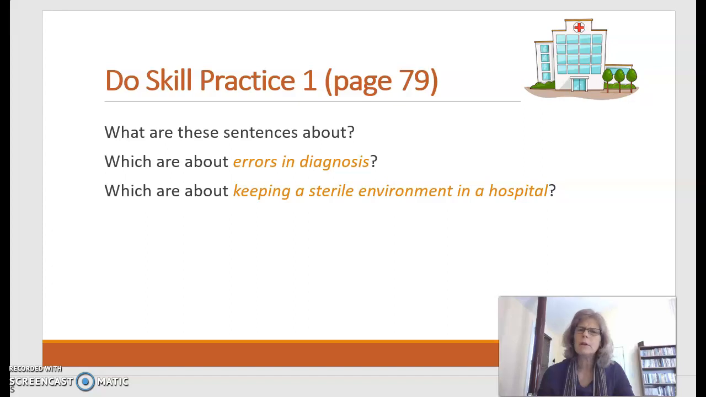But you may notice the topic of these sentences. It will help you if you understand what these sentences are talking about. They're all looking at the idea of a hospital, of healthcare. And you're going to see the first few sentences talking about errors in diagnosis. And then the last few sentences will be talking about keeping a sterile environment in a hospital. So that might help you. But go ahead and work through those 10 sentences, and I'm going to look at the answers together with you.